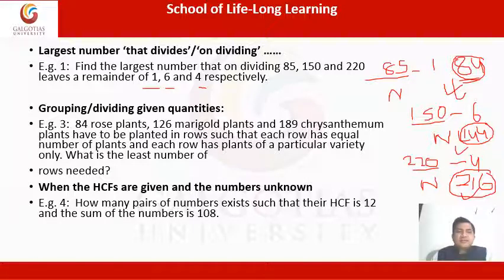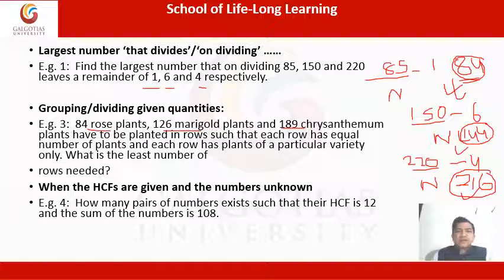This example: 84 rose plants, 126 marigold plants, 189 chrysanthemum plants have to be planted in rows such that each row has an equal number of plants and each row has plants of a particular variety only. What is the least number of rows needed? Let's understand. 84 rose plants are there, 126 marigold plants, 189 chrysanthemum plants.